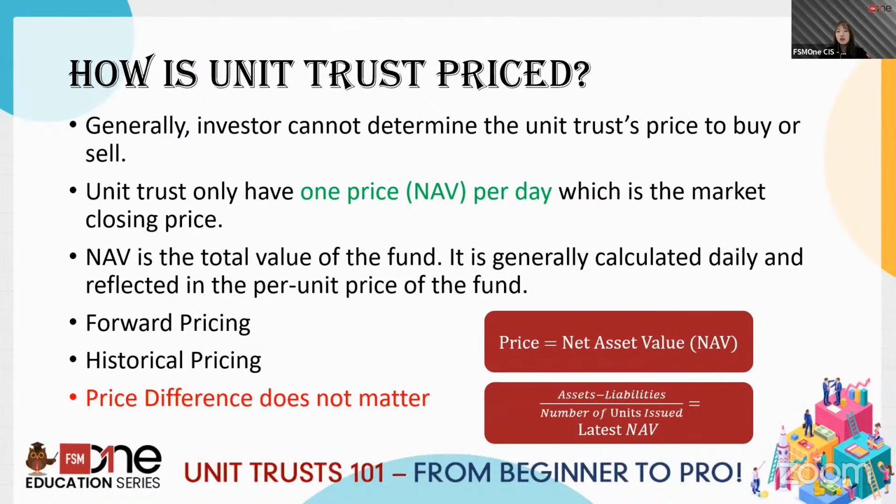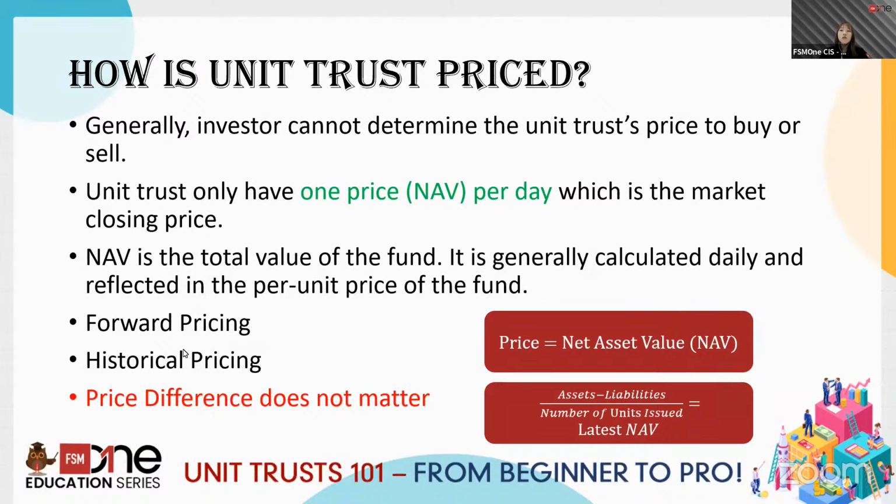Historical pricing means that whenever they buy or sell, there will be no lag time when they place the unit order. This essentially means that the investor's buy order will be transacted on the same day if the buy or switch order is placed before the cutoff time. The difference is that for historical pricing, whenever investors buy into that unit trust, they will know the price they are buying or selling. But for forward pricing, the investor will not know the price they are buying or selling. They will only know after 1 or 2 working days later.